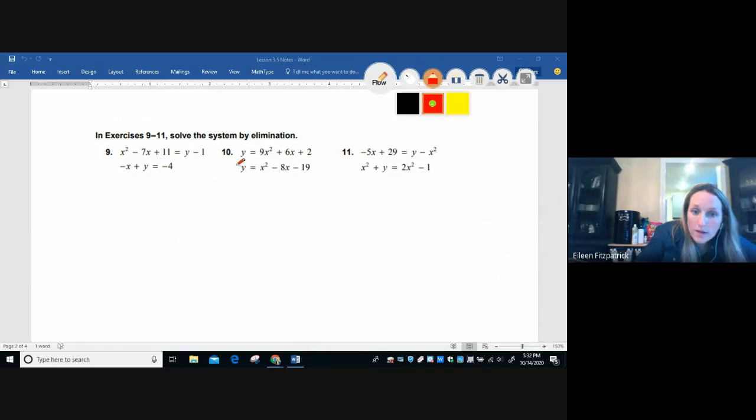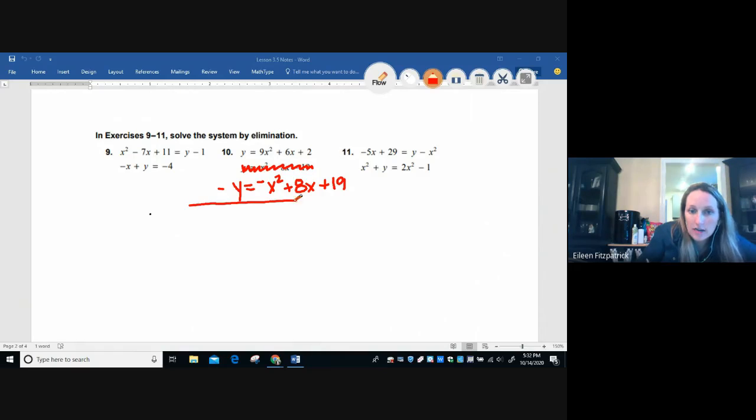So if I multiply this equation through by a -1, it becomes -y equals -x squared plus 8x plus 19. The reason that I like to multiply through by a negative is because adding the equations and eliminating often allows students not to make many sign errors.